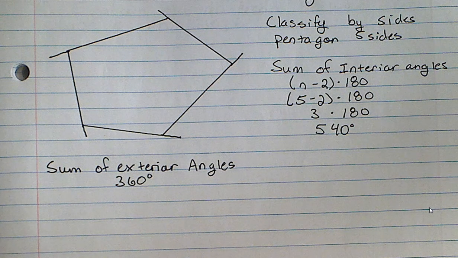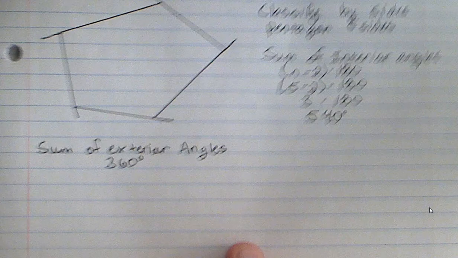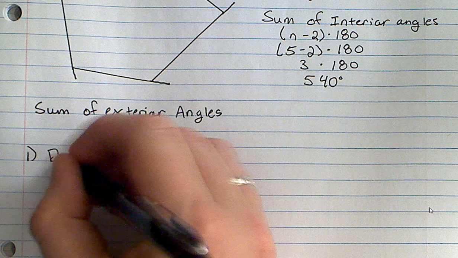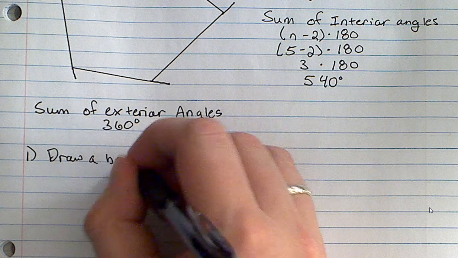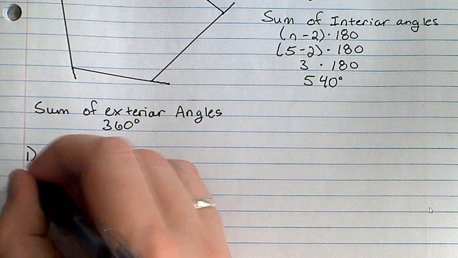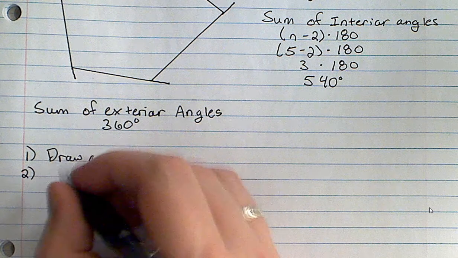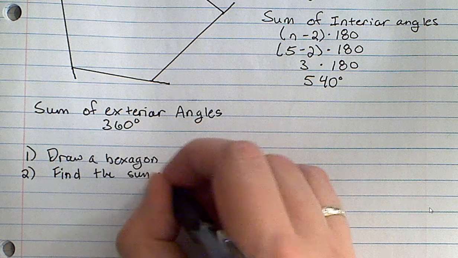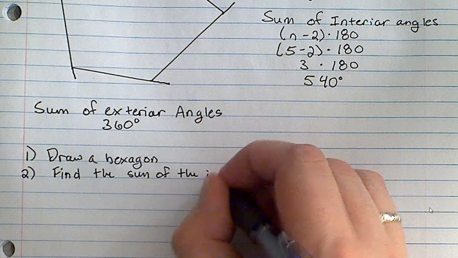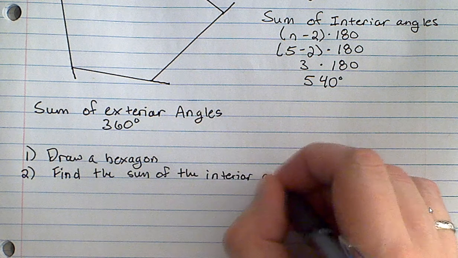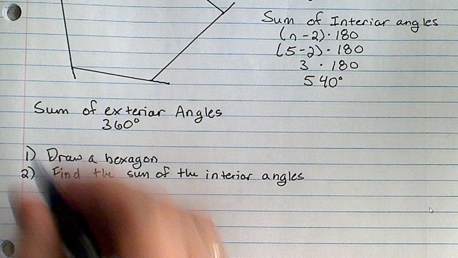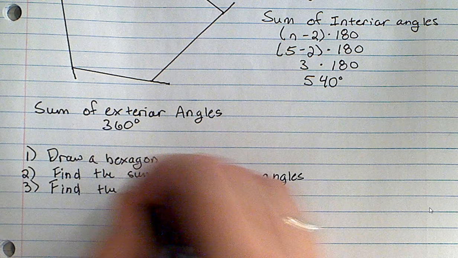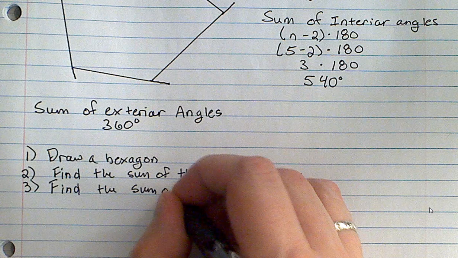All right. Now, I'm gonna have you guys do something on your own here. Number 1, draw a hexagon. Number 2, I want you to find the sum of the interior angles. Find the sum of the interior angles. 720. Maybe. And then 3, find the sum of the exterior angles. Find the sum of the exterior angles.